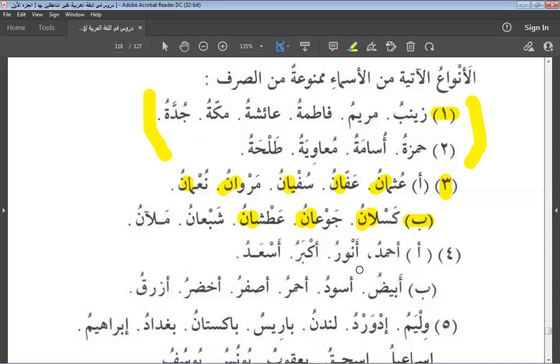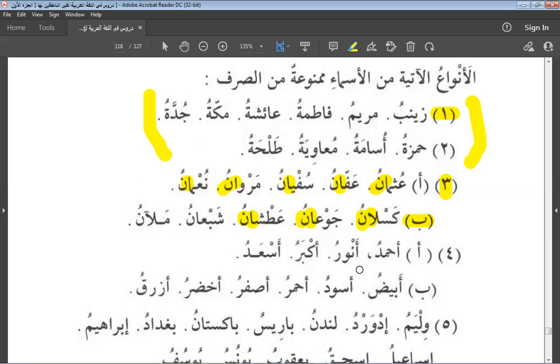Kaslan means lazy. Jaw'an means hungry. Atshan means thirsty. Shab'an means satisfied. That means you've eaten to your full. Shab'an, ana shab'an. Mal'an means full. If something is filled up, like a container is filled up, we say mal'an.